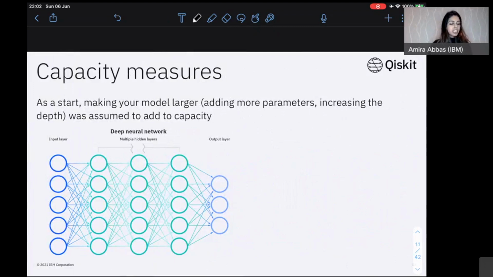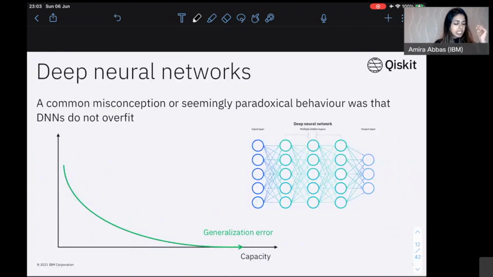In the beginning, it was thought that we could think about capacity quite simply as the size of our model, meaning that if we make our model, let's say, for example, a deep neural network, larger and larger, add in more and more parameters, then it should be able to capture more intricate relationships. It should be able to express more functions because we are adding more and more parameters into our model, which should be able to capture more intricate relationships in our data. So this was an interesting idea, having capacity be related to the size of our model.